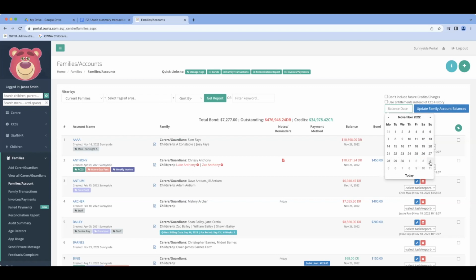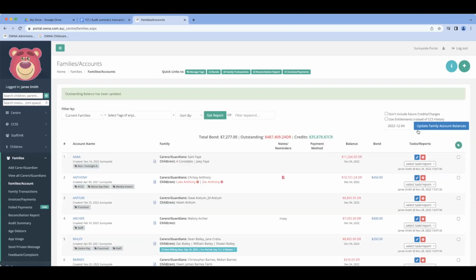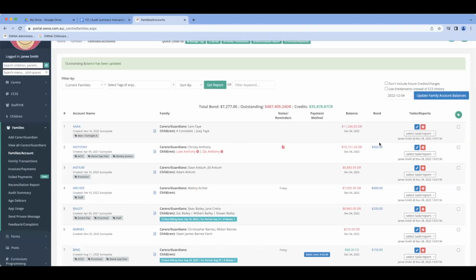I'm going to put it, usually I'll do a Sunday date. So I'll go the 4th, I'll click update family account balances. And it takes a little bit of time depending on how many accounts you have. But basically, it will update all your accounts here, and you'll see all the numbers change.